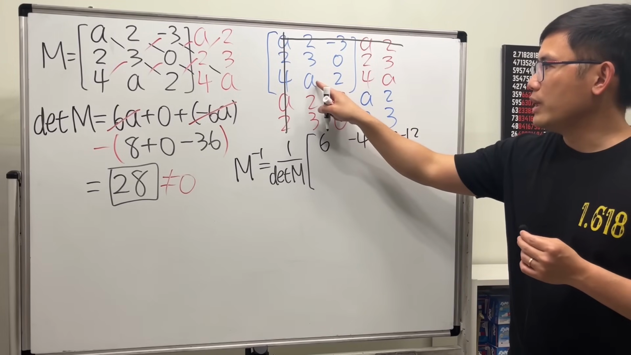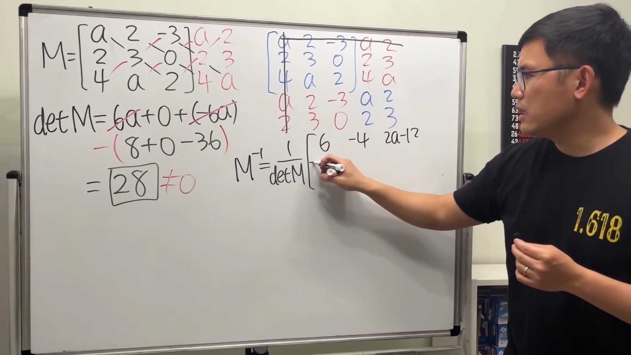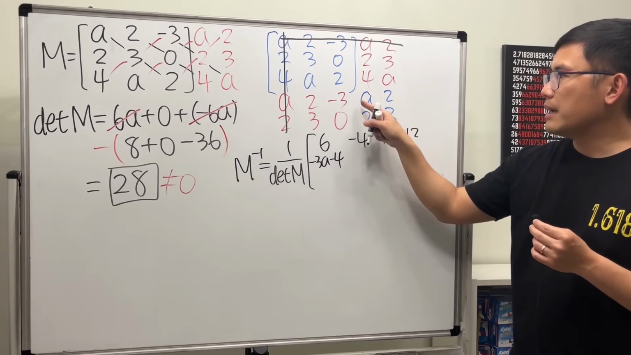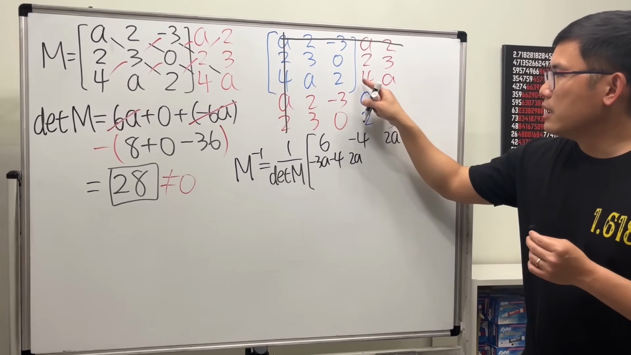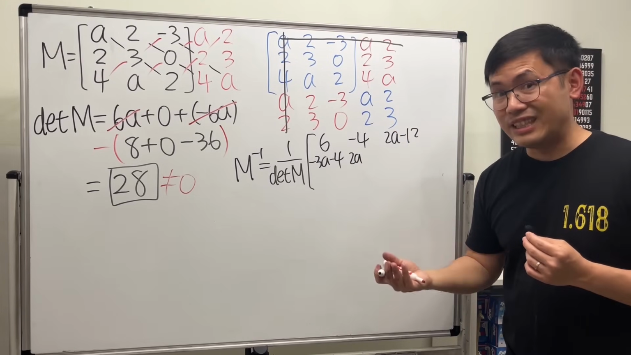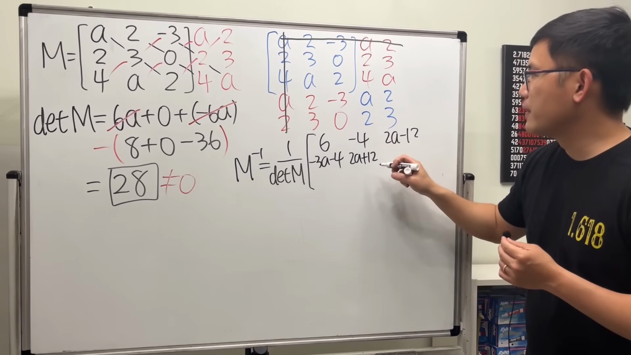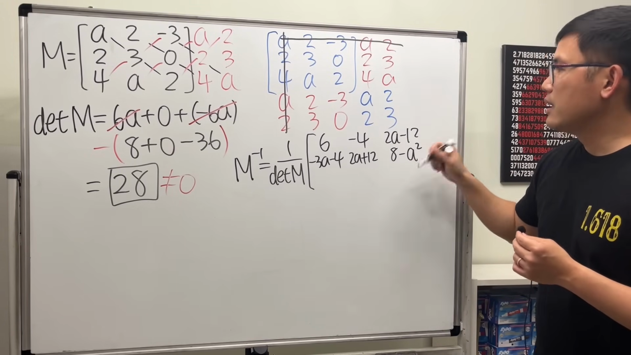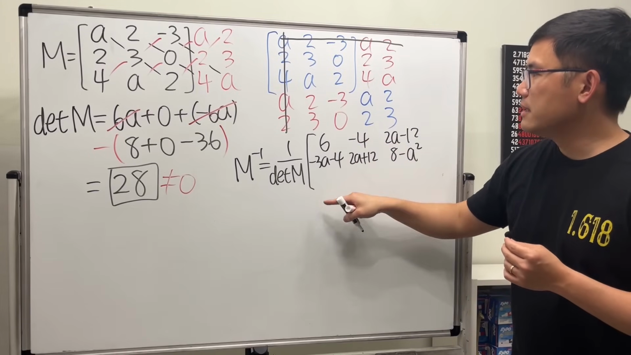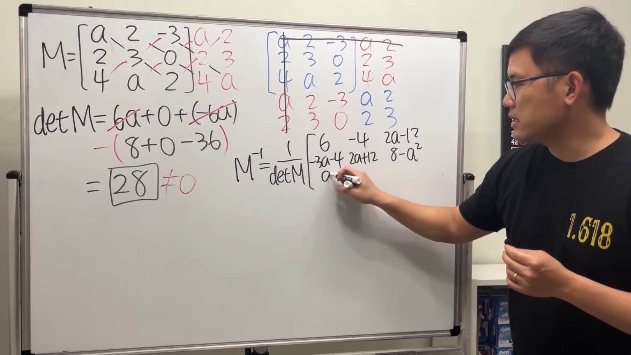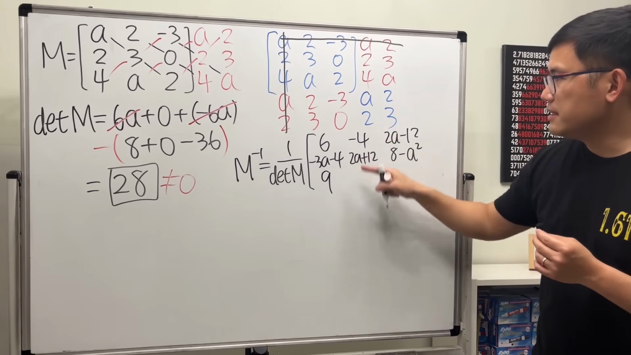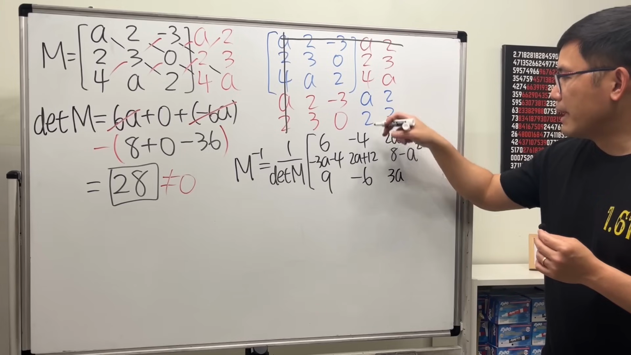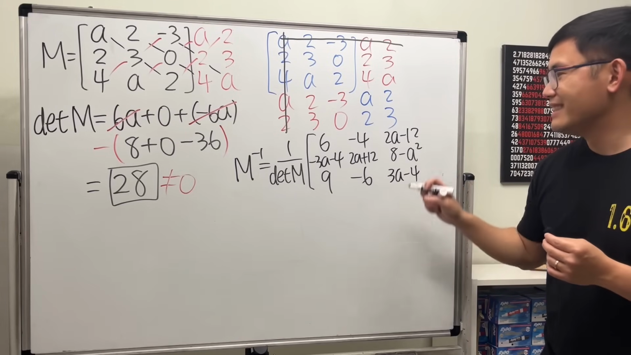And then here we have this times that is negative 3a, minus this times that, which is minus 4. And then this times this is 2a minus this times that. So minus negative 12 is plus 12. And then this times that is 8 minus a squared. And then this times this is 0 minus negative 9. So it's positive 9. This times this is negative 6 minus 0. This times this is 3a, and then minus 4.